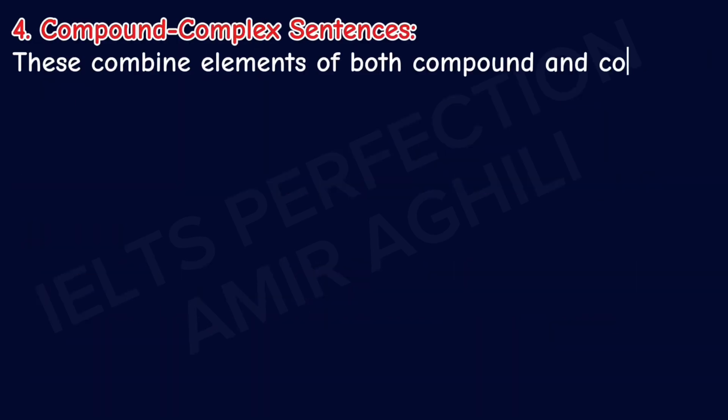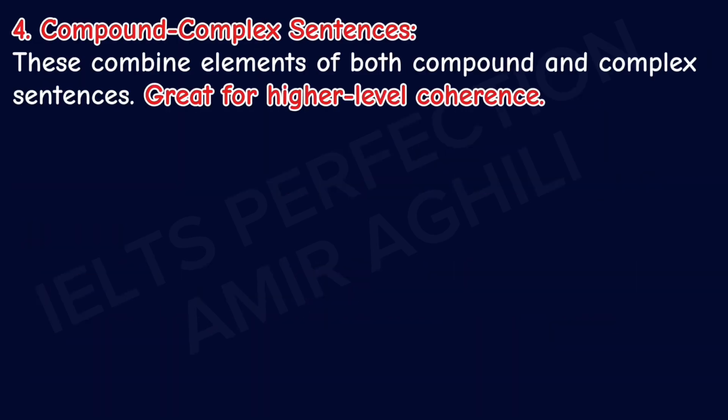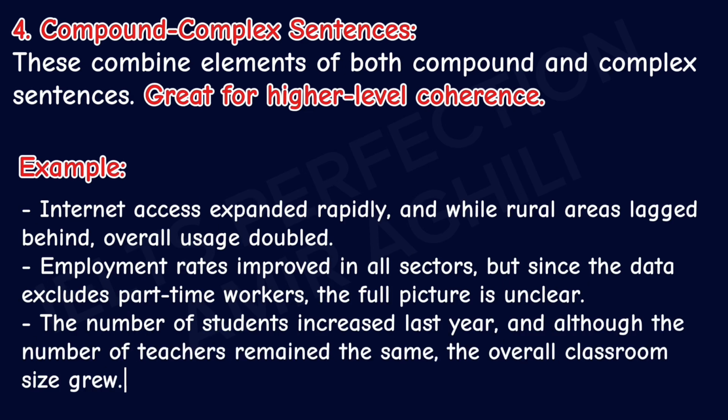And the last type is the compound complex sentences. These sentences combine elements of both compound and complex sentences and are great for higher level coherence. Internet access expanded rapidly, and while rural areas lagged behind, overall usage doubled. Employment rates improved in all sectors, but since the data excludes part-time workers, the full picture is unclear. The number of students increased last year, and although the number of teachers remained the same, the overall classroom size grew. Let's move on to key sentence structures for Task 1.